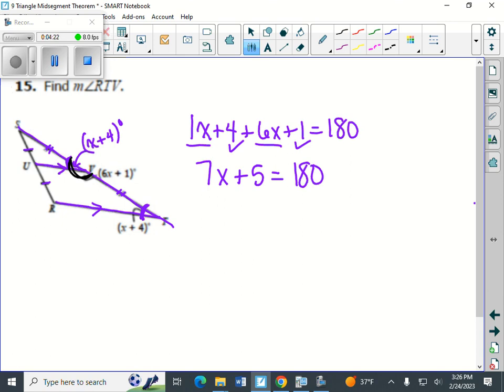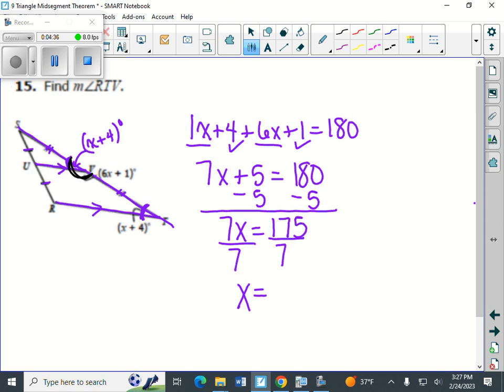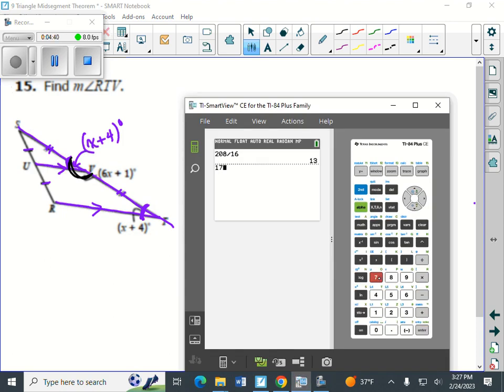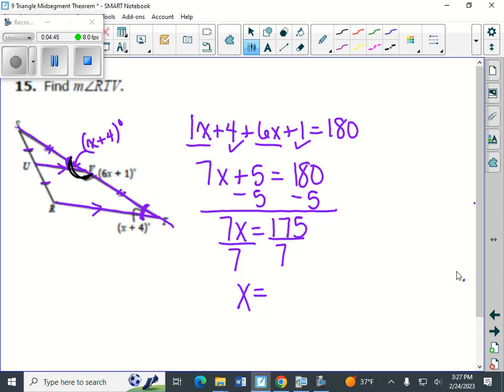If we subtract 5 from both sides, we get 7x equals 175. And then if we want to figure out what x is, we're going to divide 175 by 7. 175 divided by 7 is 25. And now that we know that, we need to figure out our measure of angle RTB.